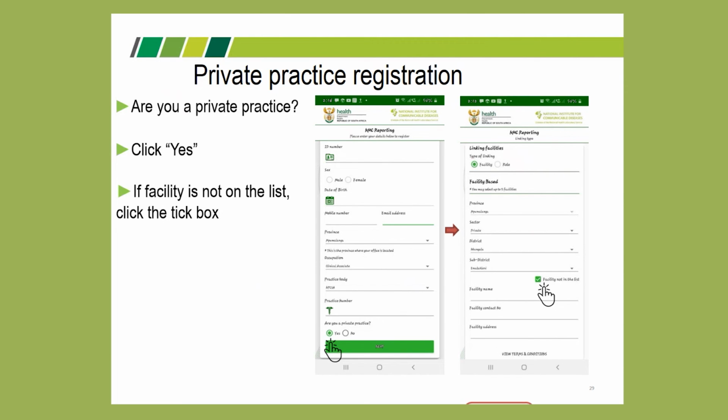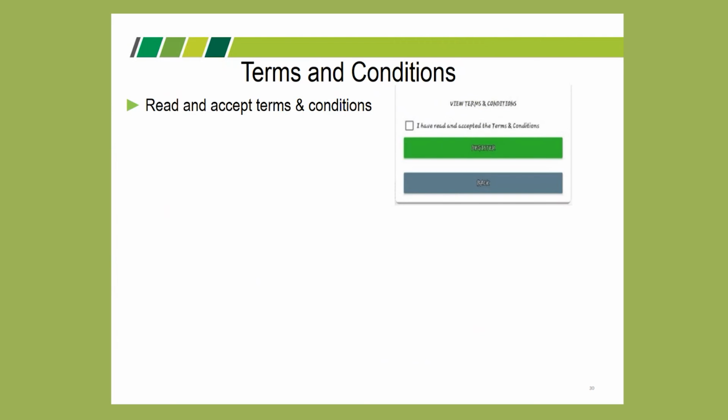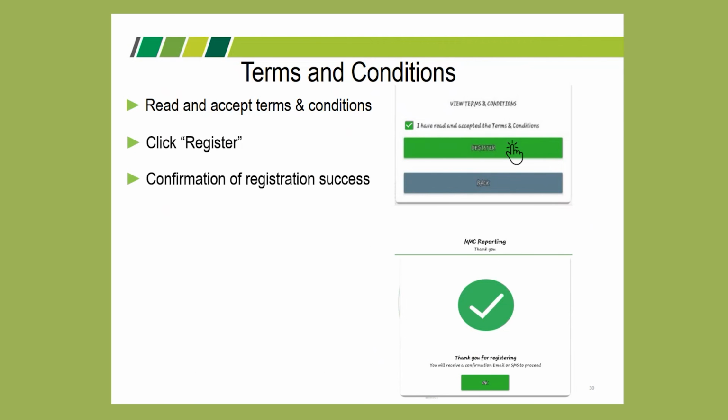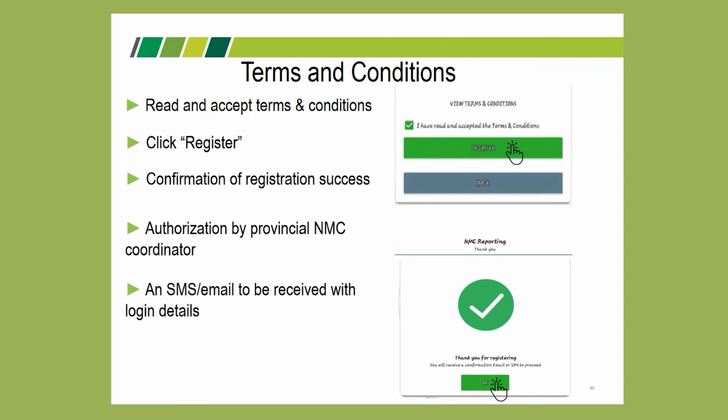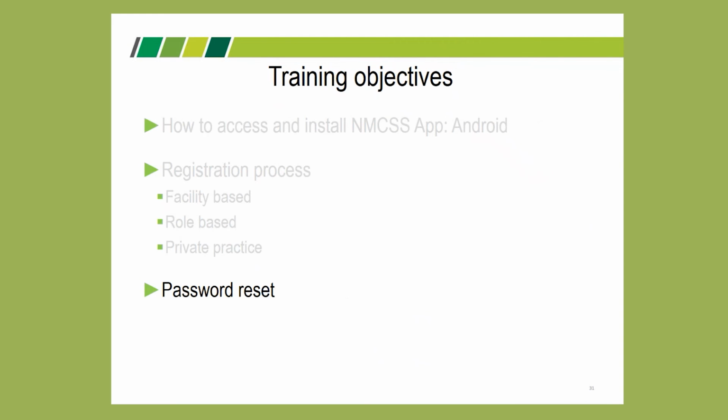Once you are done with that, you can complete the facility-based details and click on your terms and conditions, and then click on Register. A confirmation again will be sent to you if it is successful with your username and your password, and the NMC coordinator will do the authorization.